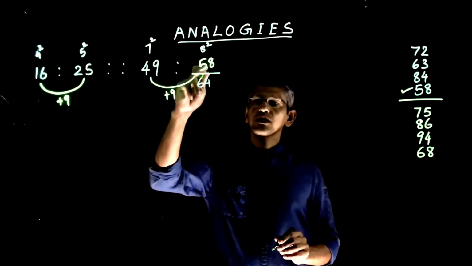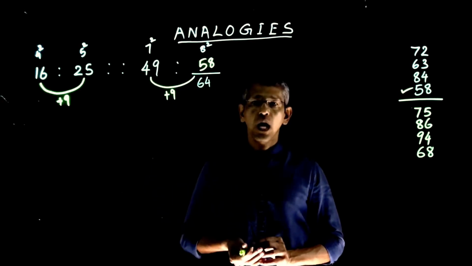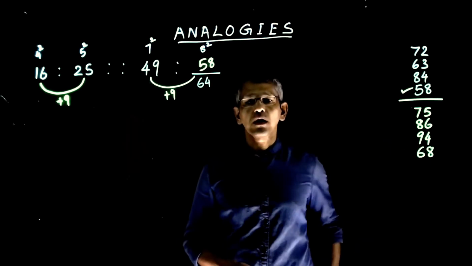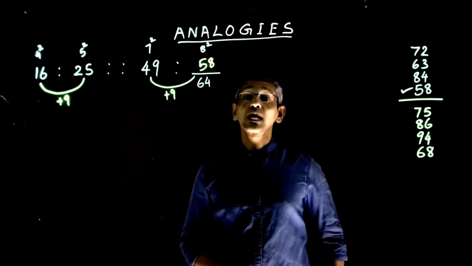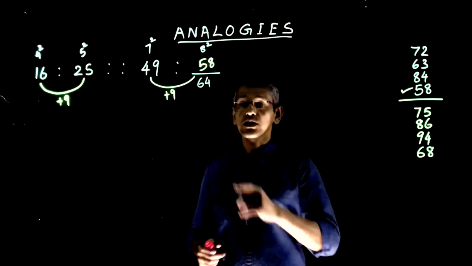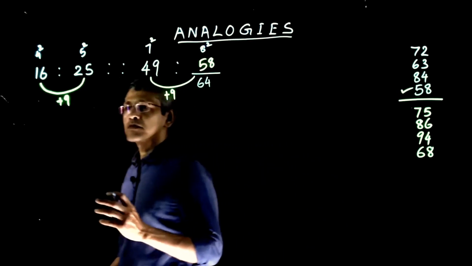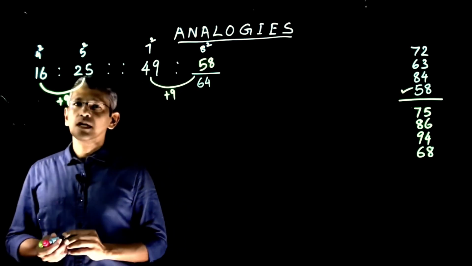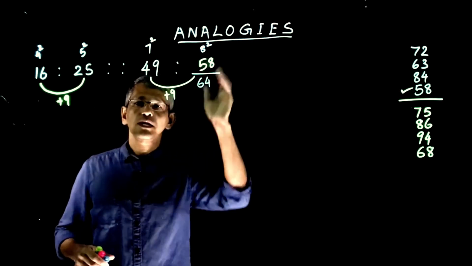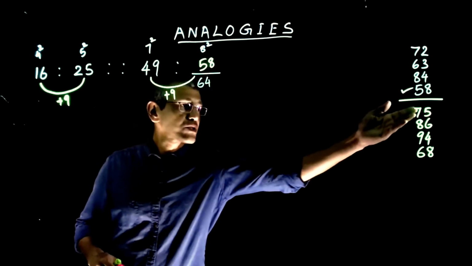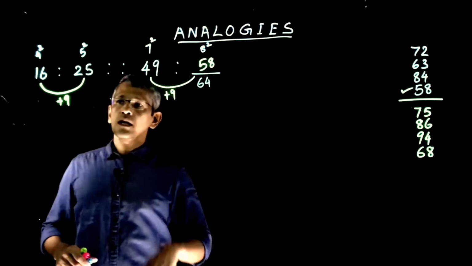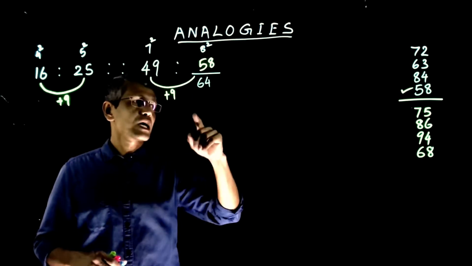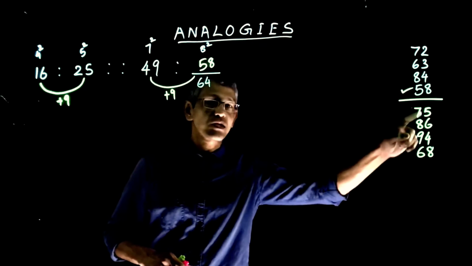We see that the possible answers are 58 and 64. Now, we don't have the answer 58 or 64 here. That means, what is the next possibility we can have? Think about it. Is there any other pattern here? 16 and 25, 49 and 58. We have checked 4 square, 5 square, 7 square, 8 square. The answer is 64, but that answer choice is not here. Next possibility, plus 9. 16 plus 9 is 25, 49 plus 9 is 58, but 58 is not among the second set of answer choices.